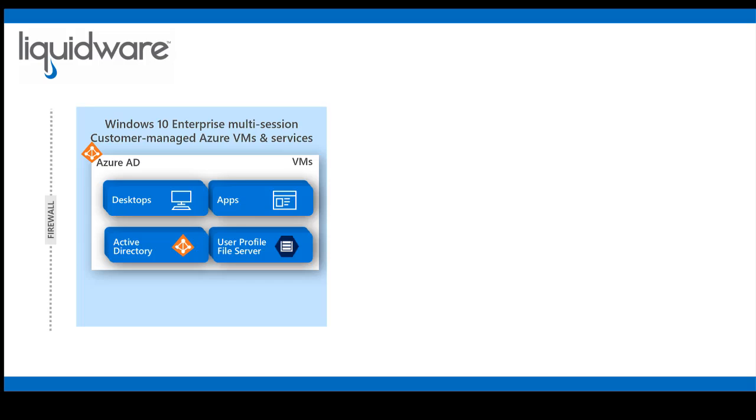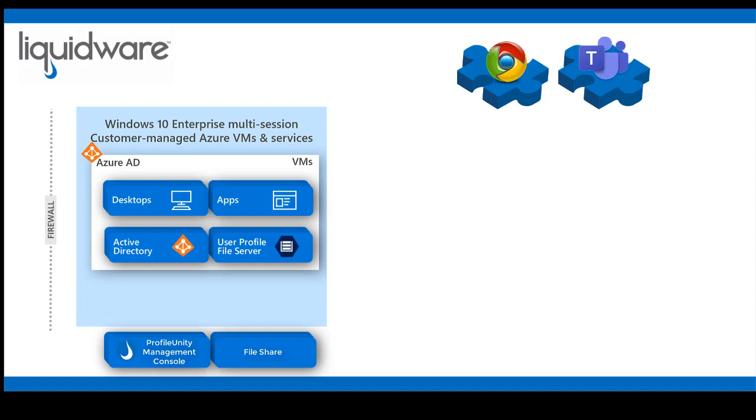As one of the original WVD partners, Liquidware is expanding support in some very exciting ways. Overall, Profile Unity and FlexApp have been designed to be extremely simple and efficient when integrating with the new platforms like WVD. From the WVD management portal, a single Windows Server VM can be provisioned for use as a Profile Unity management console. A file share is created for both portable profiles and FlexApp layer storage.